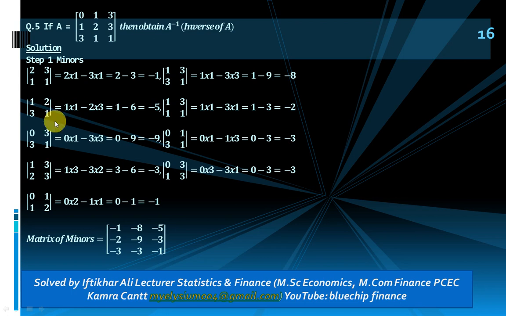After taking the determinants, simply cross multiply these two and subtract the result. So 2 multiplied by 1 minus 3 multiplied by 1 equals minus 1. Similarly 1 multiplied by 1 minus 3 multiplied by 3 equals minus 8. Similarly 1 multiplied by 1 minus 2 multiplied by 3 equals minus 5, and so on. So these are all the minors, as you are seeing here, 9 minors. Just place these 9 minors into the matrix form. So this is the matrix of minors.